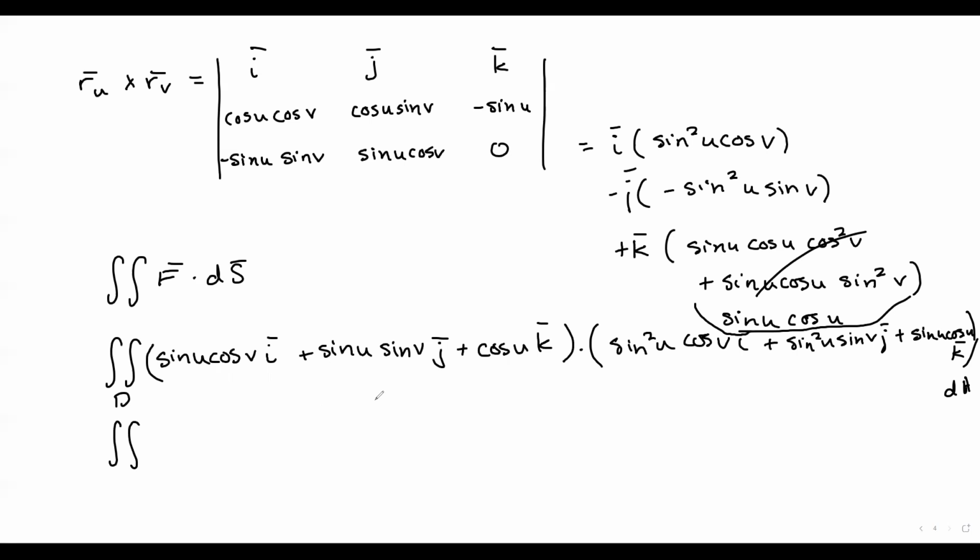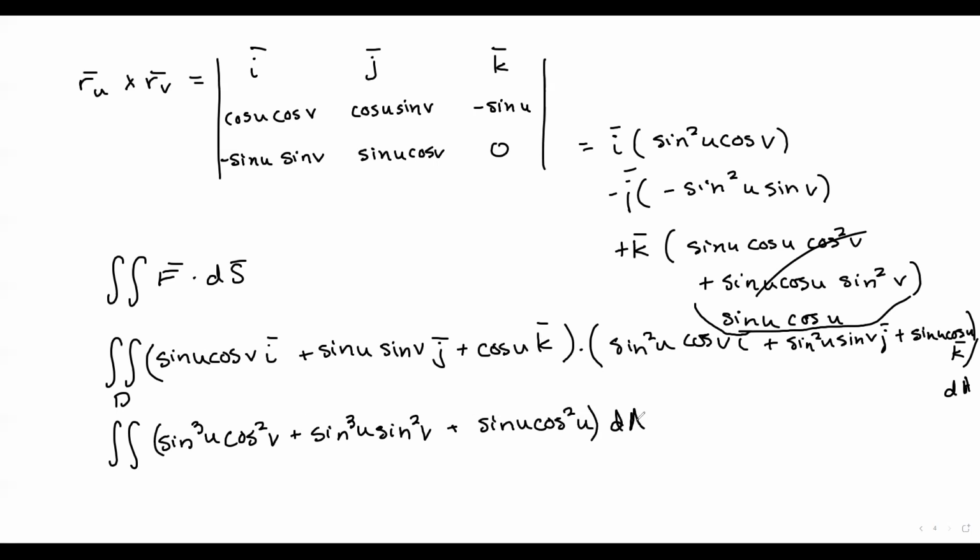All right, let's go through and do the dot product here, and then we'll figure out what our bound should be. So for the dot product, we're going to multiply the I components together, J components, K components. Sine U cosine V times sine squared U cosine V. So we're going to get sine cubed U cosine squared V. Sine U sine V times sine squared U sine V. So we're going to get sine cubed U sine squared V. And then cosine U times sine U cosine U. We're going to get sine U cosine squared U.